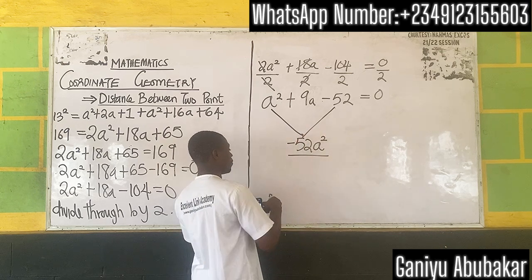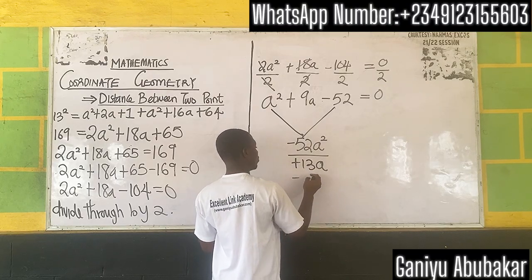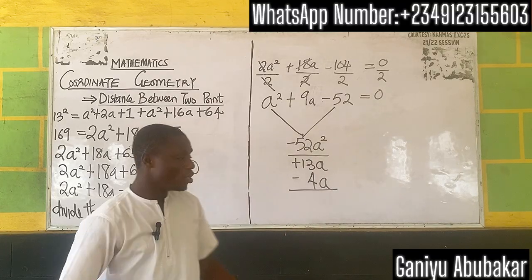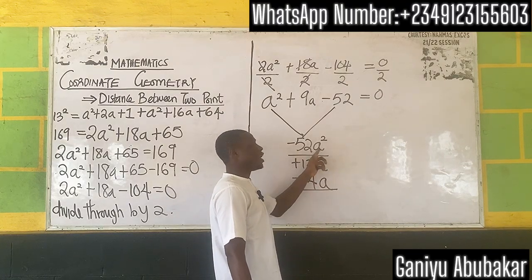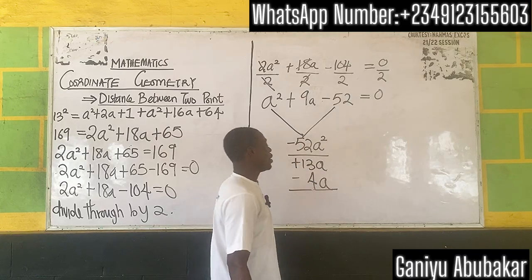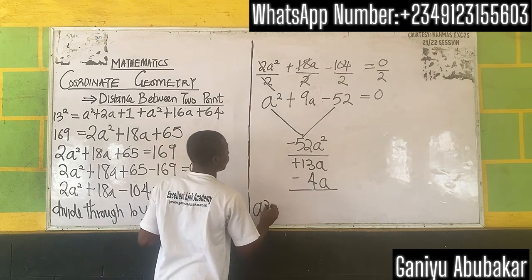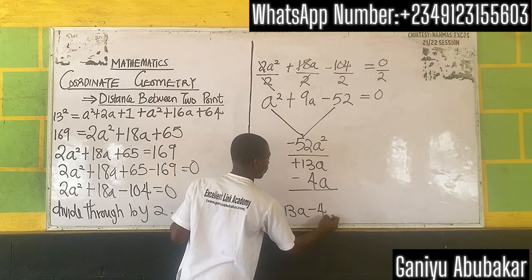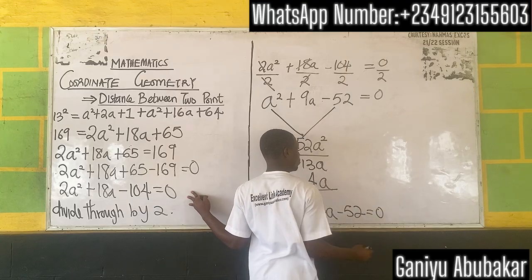In this case here, my possible values are plus 13a and minus 4a. These are the two possible values that can give you what we want. So positive 13a times negative 4a will give you negative 52a squared. Positive 13a minus 4a will give you positive 9a. From here, work on this. That gives you a squared, then plus 13a minus 4a, then negative 52 equals 0.